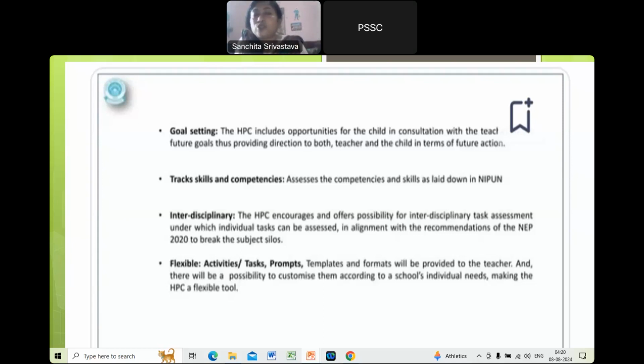These we can already do. So that is a very flexible way. Templates and formats will be provided to the teacher, and there will be possibilities to customize them according to the school's individual needs, making the HPC a flexible tool. So HPC, the holistic progress card, is always a flexible mode. It is nothing very detailed and nothing very concrete that you cannot make any changes to. This flexibility makes this holistic progress card a unique card in itself, where you get a 360-degree, multi-dimensional analysis of a particular child, and that is the main motto of this.